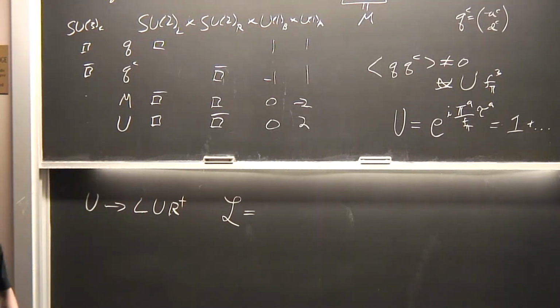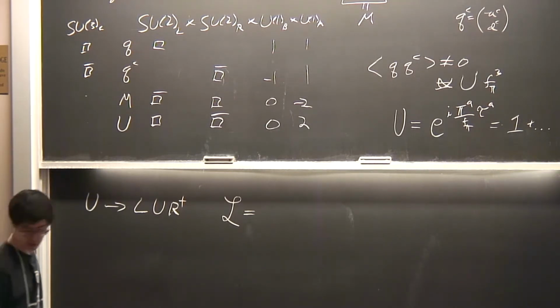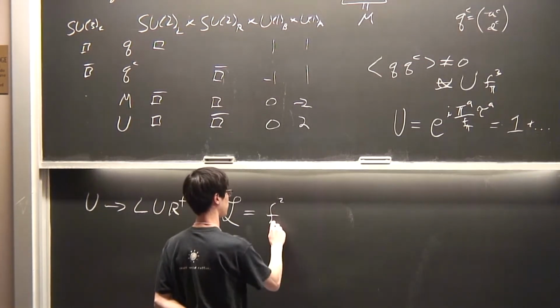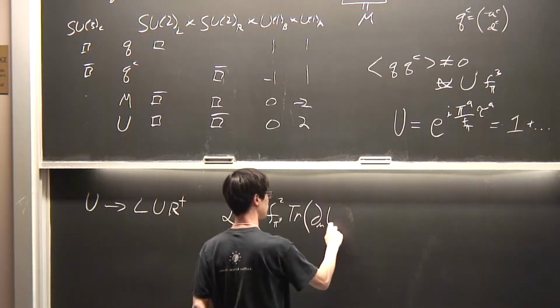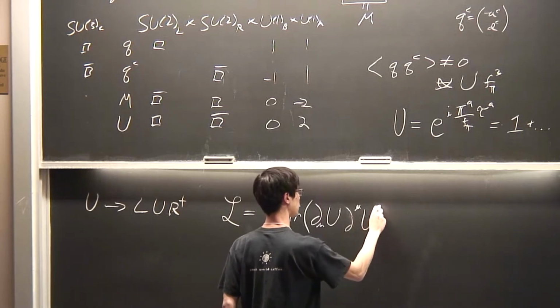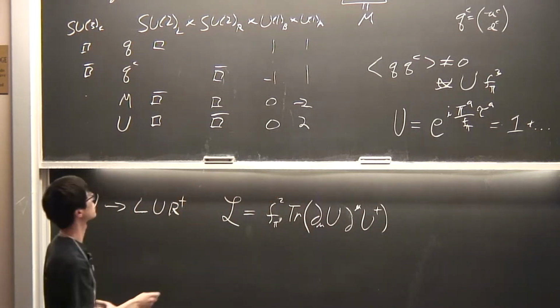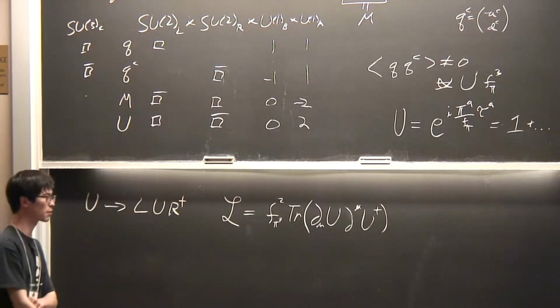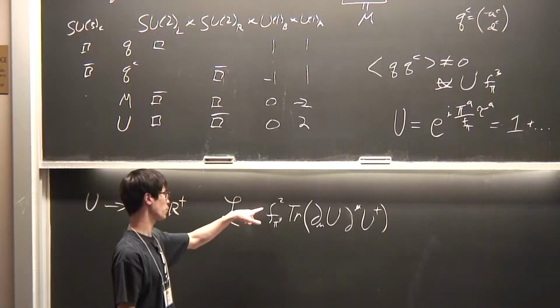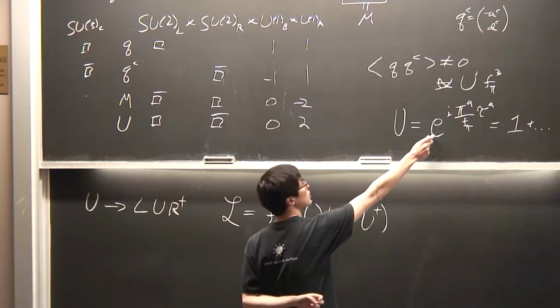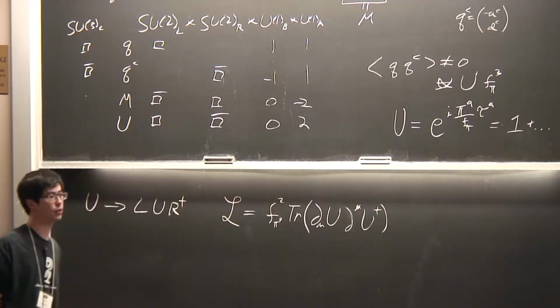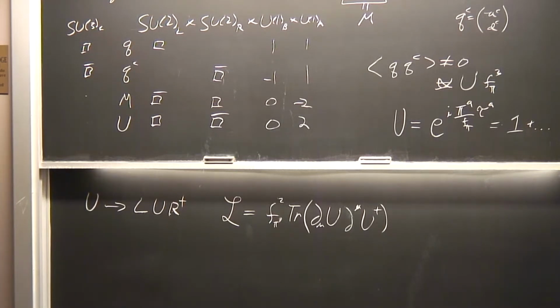OK, so let's write down the most general Lagrangian consistent with symmetries. In my notation, I did it like this: F pi squared trace of d mu U d mu U dagger, right? U is a 2 by 2 matrix, so that's why I put trace. I wrote this normalization such that it gives a normalized kinetic term. So if you plug it in here, you get a standard kinetic term and a bunch of other additional higher order terms, but the kinetic term is correct.